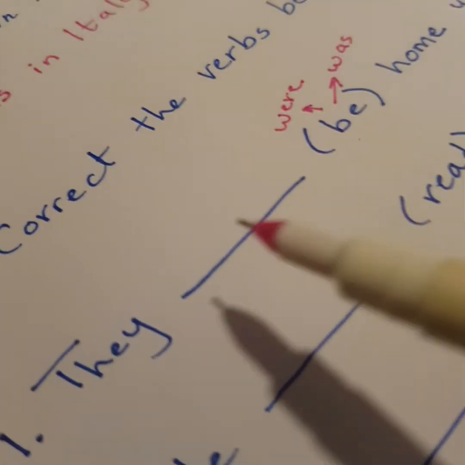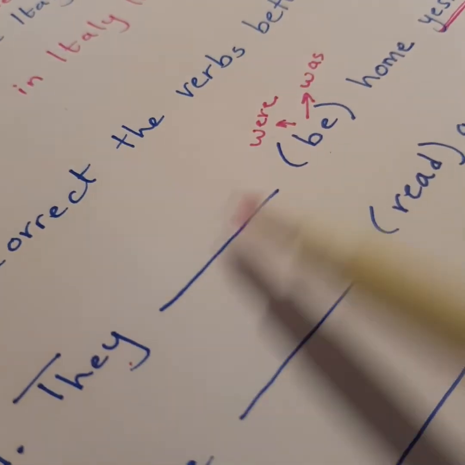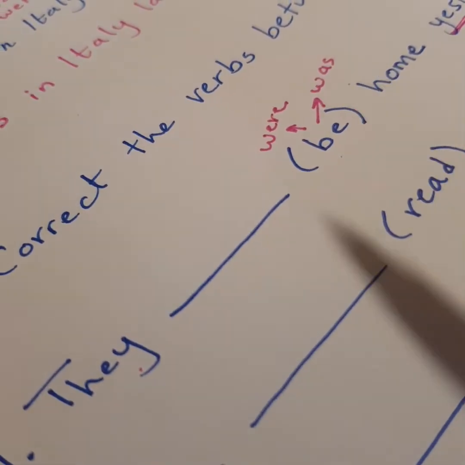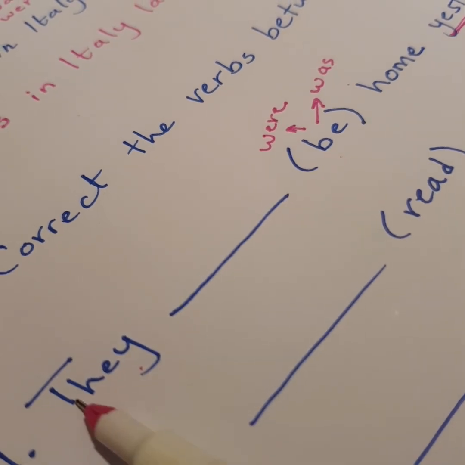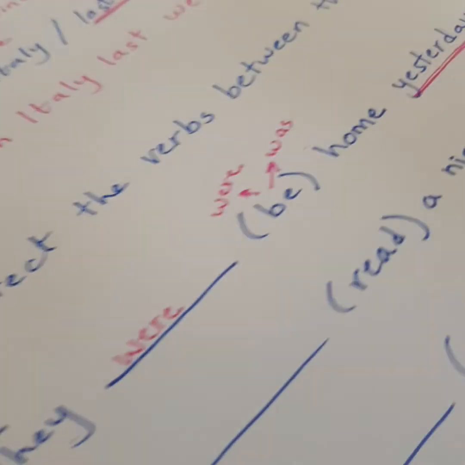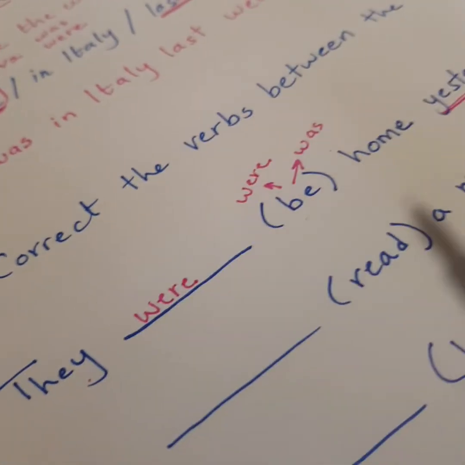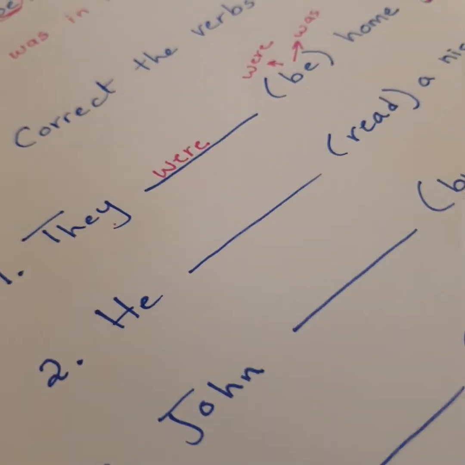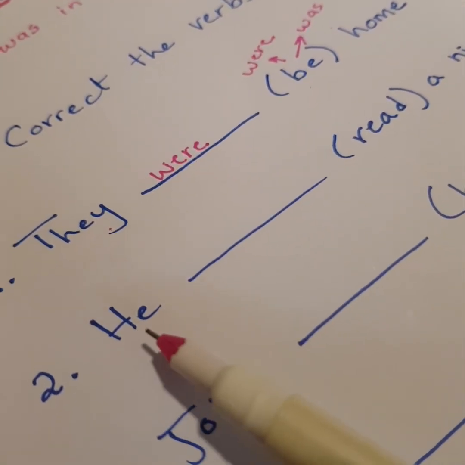The be in the past is was or were. Okay, so they, what do I say? They were or they was? Yes, I use they with were. So they were home yesterday. They were home yesterday.